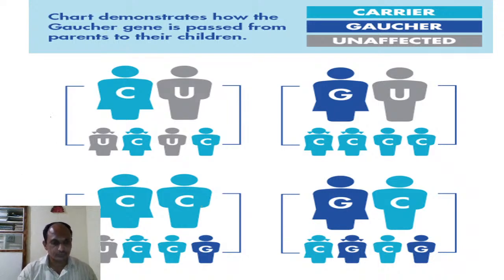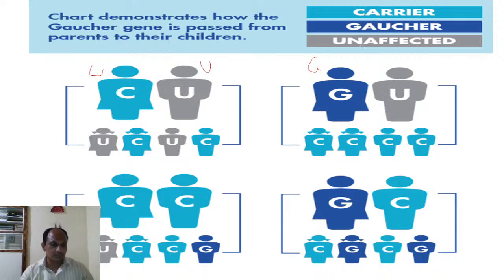In this case, see, there are different colors used here. For example, this color indicates a carrier, means this is a carrier here. I will write here C. Then this dark blue color is the individuals who are suffering from Gaucher disease, and this gray color, these are the individuals who are unaffected.